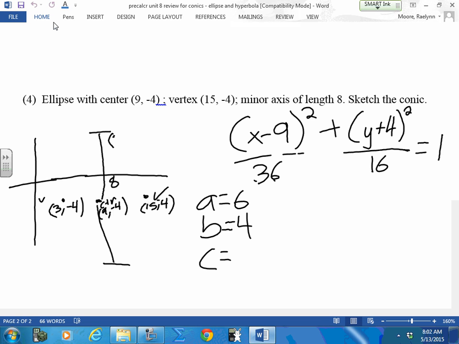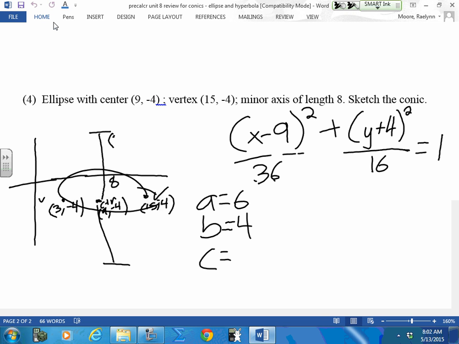She put the center in for us, and because it goes off the x-axis, it's going to go this way to be wider. She knew that the A went under the x, so she put the 6 squared under here and the 4 squared under the y. She was doing her minor axis.